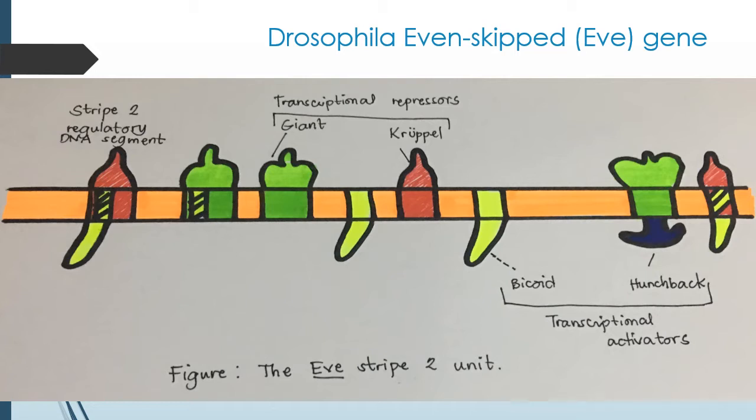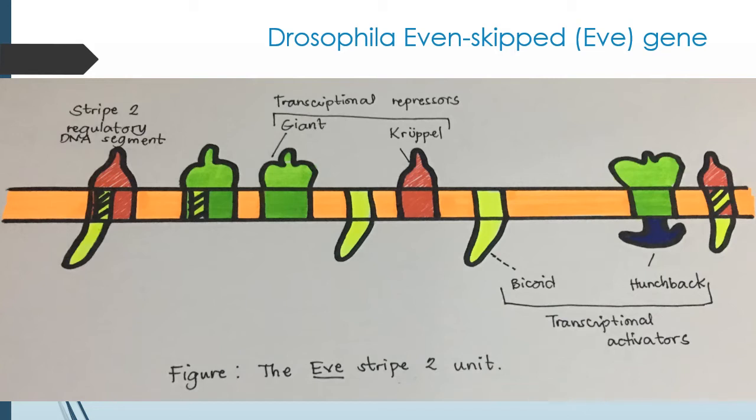A study of the Stripe 2 regulatory module has provided insights into how it reads and interprets positional information. The module contains recognition sequences for two transcription activators, bicoid and hunchback, and two that repress it, Kruppel and giant. The relative concentrations of these four proteins determine whether the protein complexes that form at the Stripe 2 module activate transcription of the eve gene.